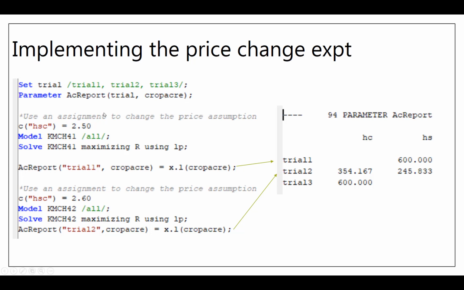And so then when we run our trials, we run our simulation, I'm going to use that assignment. I'm going to change the price of corn to $2.50, solve the model, and then acreage report for trial 1, all crop acres, so corn, soybeans, and wheat, is going to collect x.l of crop acre. Okay, so it's going to give me the x.l value out of all the activities. It's only going to tell me the levels of the 3 that I'm interested in, the 3 from this subset.